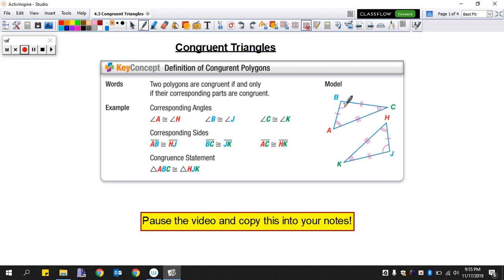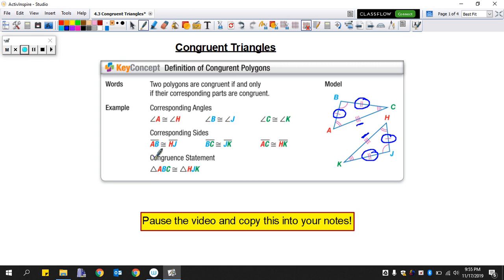So all three angles are congruent, but also all three corresponding sides are congruent. So AB is congruent to HJ because you have the one congruency dash here. And the two, BC is congruent to AJ, and AC is congruent to KH or HK.